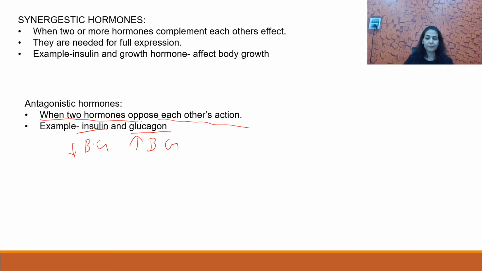All right. Okay. So antagonistics are the ones where two hormones oppose each other's action. Insulin and glucagon.